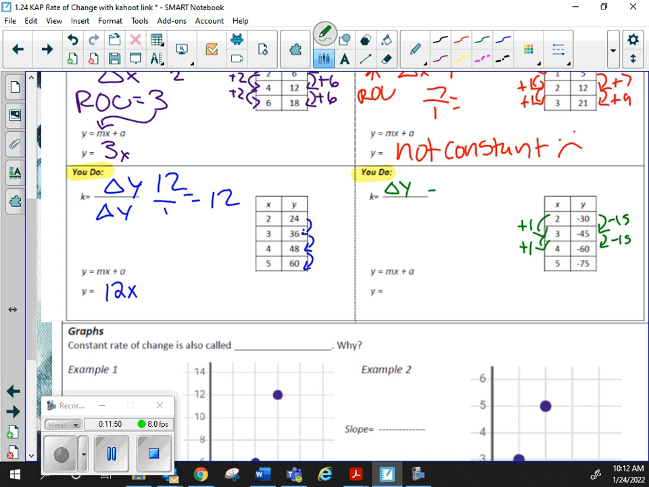That change in y we said was subtracting 15. That change in x was positive. That simplifies down to negative 15, and we can plug in y equals negative 15x. Are we good with that? Yeah.